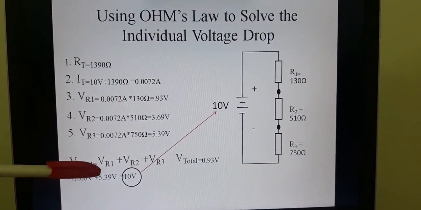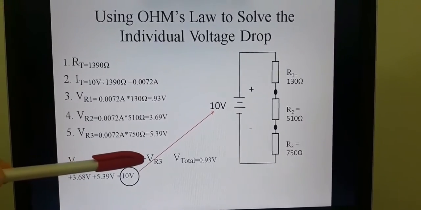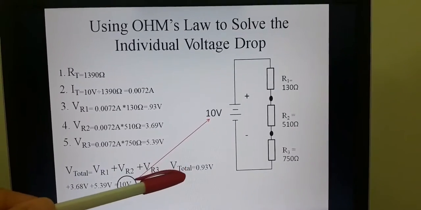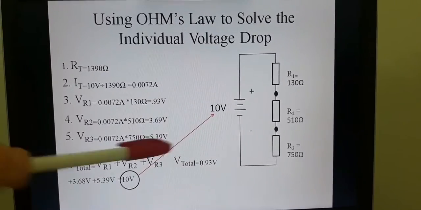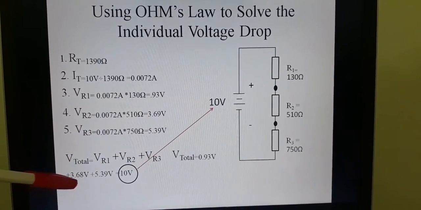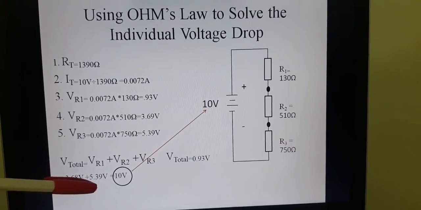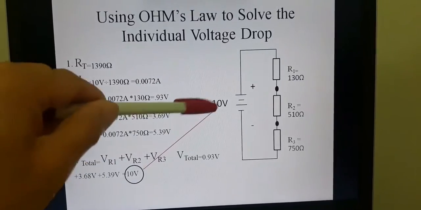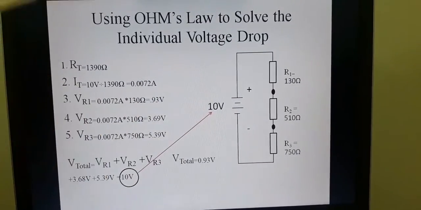So if you're going to sum up these voltages, we have the formula: total voltage is equal to voltage in R1 plus voltage in R2 plus voltage in R3, which is equal to 0.93 volts plus 3.69 volts plus 5.39 volts, which is equal to 10 volts, which is also equal to the input voltage or the supply voltage.